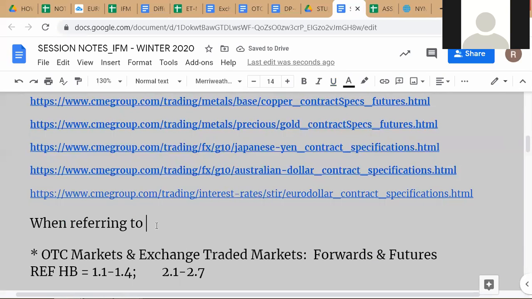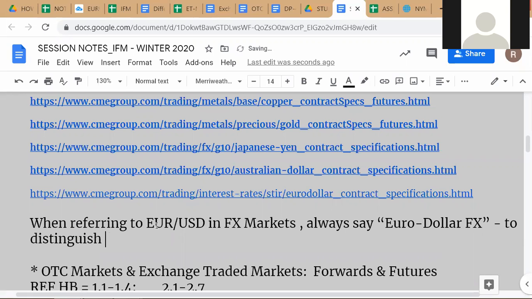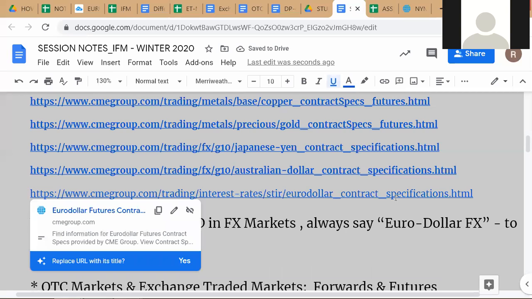When referring to Euro USD in FX markets, always say Euro USD FX, to distinguish from this fellow here. You do not want to confuse.